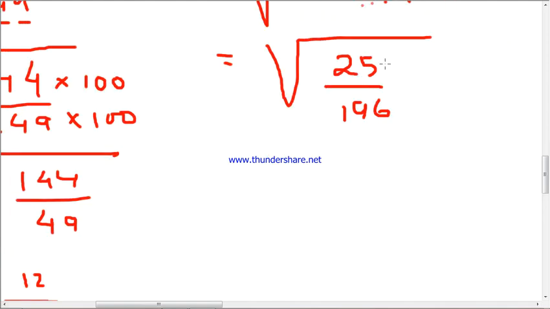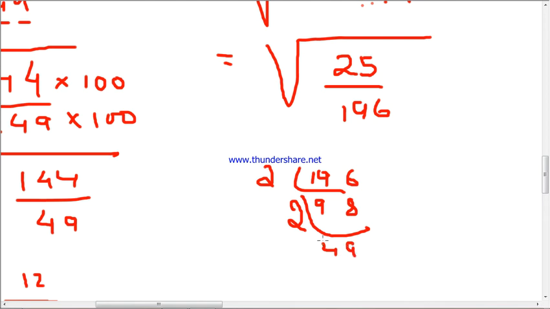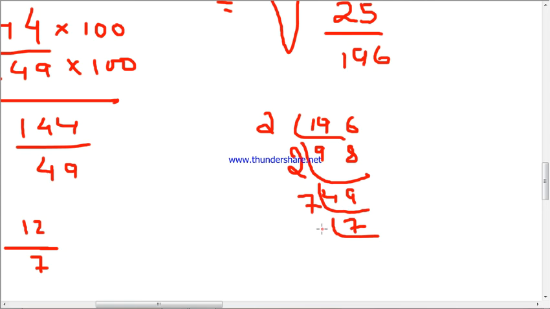So you already know that 25 is a perfect square. Now you have to check whether this 196 is a perfect square or not. You can do it with the prime factorization method or the division method, your choice. Let's start with 2: 2 into 9 is 18, 8 equals 16. Then 2 into 4 equals 8, 2 into 9 equals 18, then 7 into 7 equals 49, then 7 into 1 equals 7. The factors of 196 are 2 into 2 into 7 into 7.